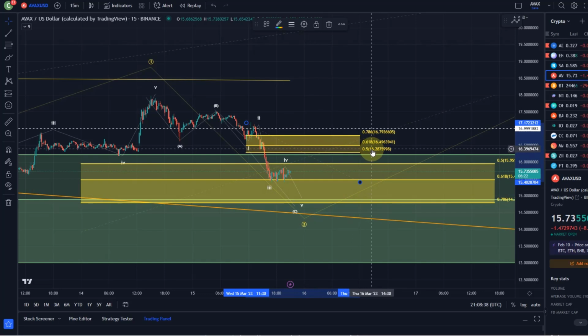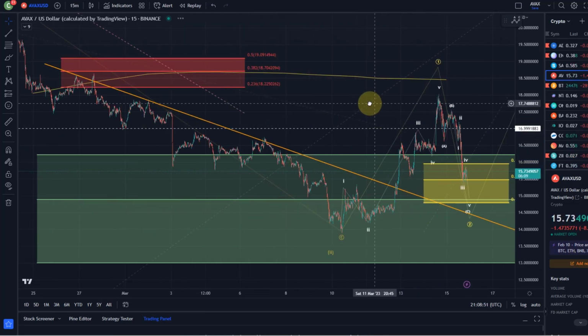We talk here about the 1629 level. Now, I'm not talking about touching it. I'm talking about actually breaking it and sustaining above it. That indicates we're already in the next wave to the upside, basically the 3rd wave. That's my update about AVAX.